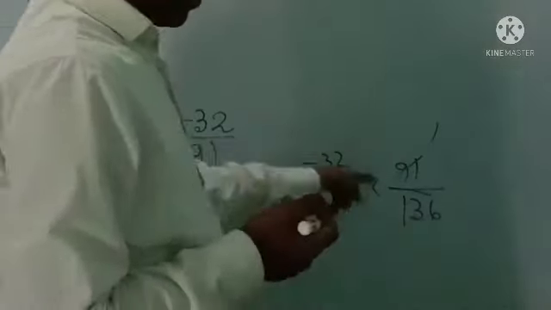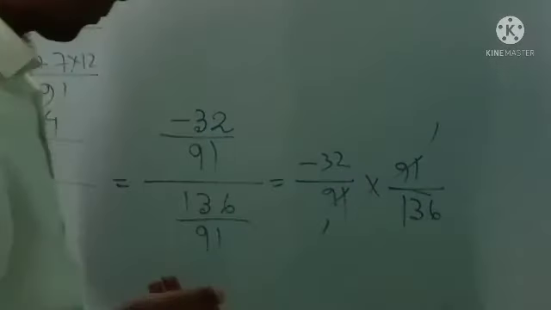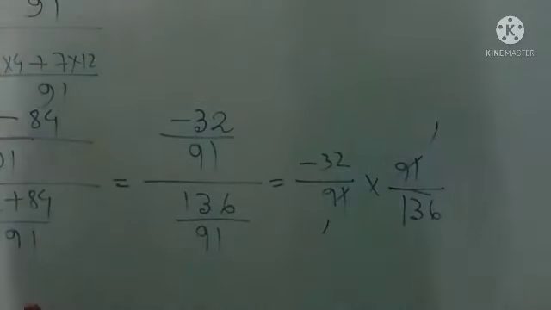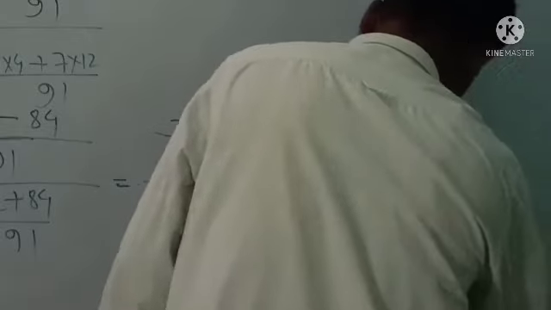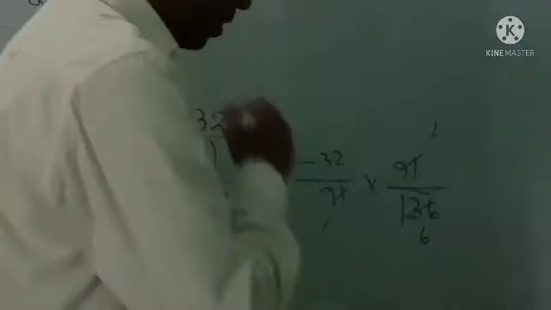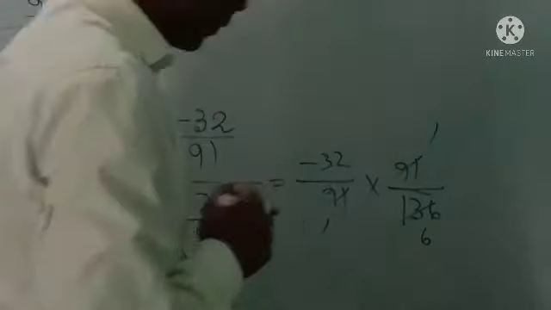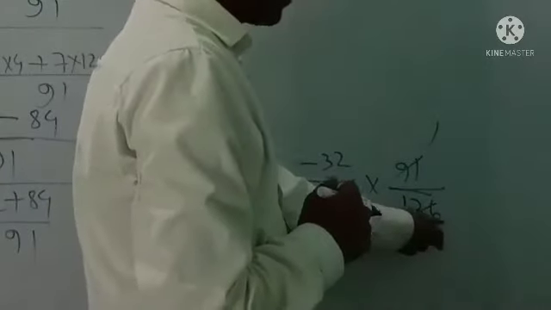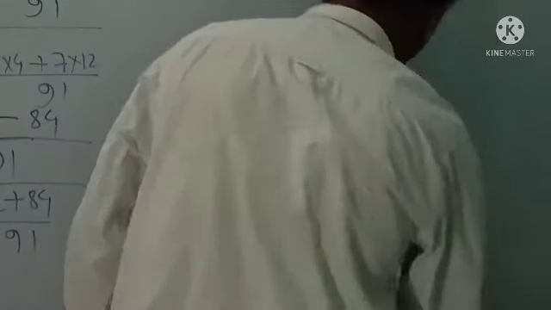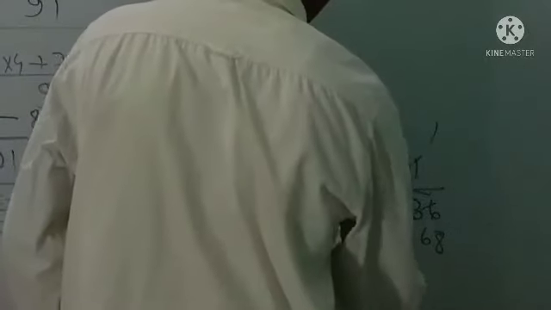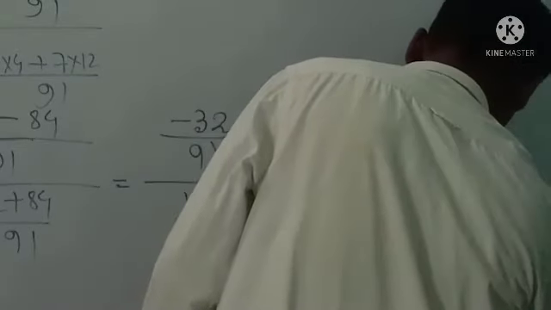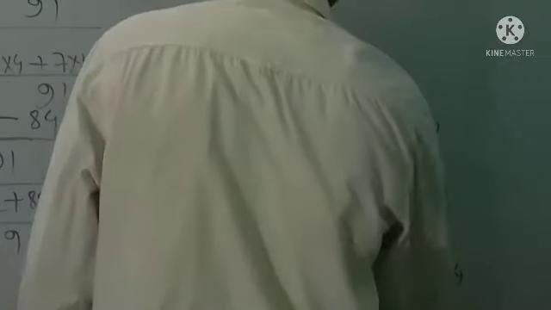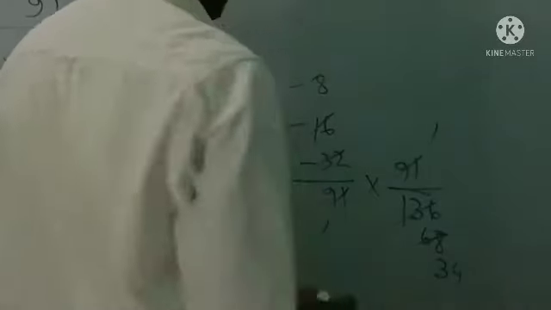Now 32 and 136, both are divisible by 2. So I'll divide by 2. 2 times 6 is 12, carry over 1, 16, 2 times 8 is 16, here also 2 times 16 is 32, this minus will go there. Again both are divisible by 2, we'll divide by 2, 2 times 6 is 12, 2 times 4 is 8, and minus will go there.